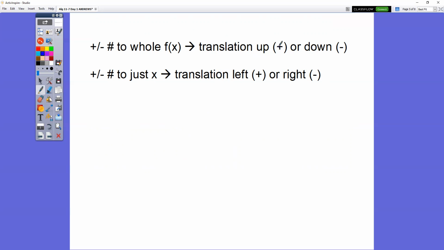So adding to the whole entire thing, it goes up. Subtracting to the whole entire thing, it goes down. Adding just to the x, it goes to the left. Subtracting just from the x, it goes right. Remember, tomorrow we're going to add more rules with reflections and dilation. So you need to know these.